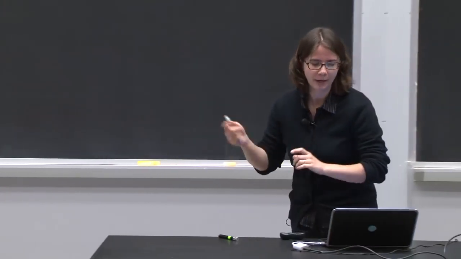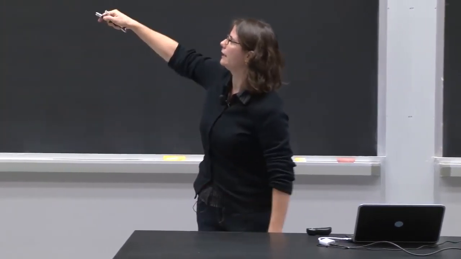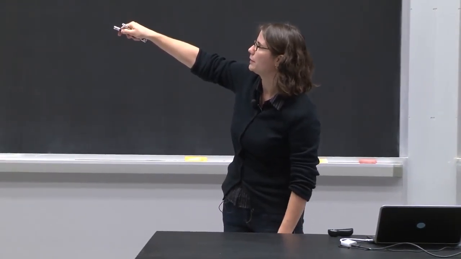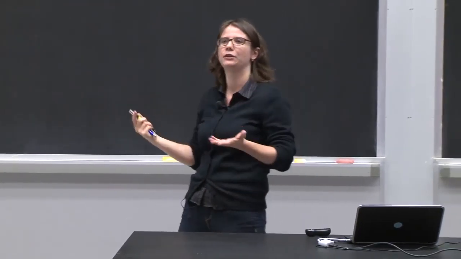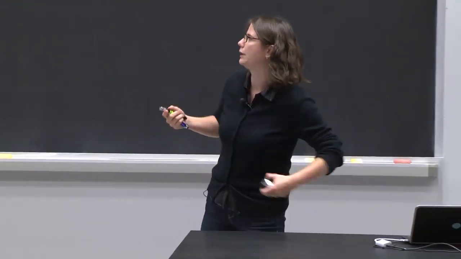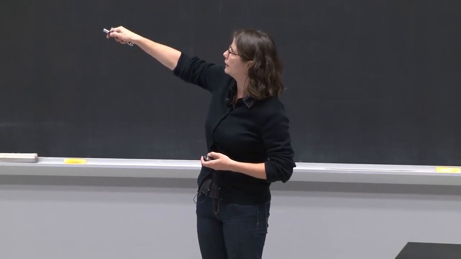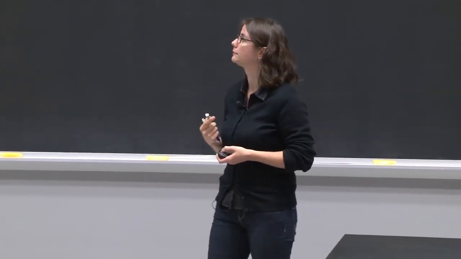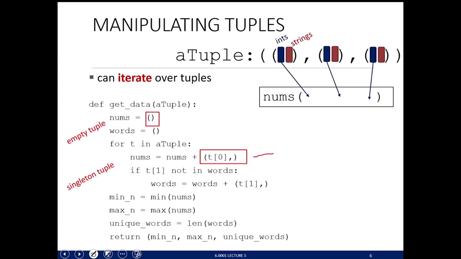This element being t at position 0. So you have to sort of wrap your mind around how this is working. If t is going to be this tuple element right here, then t at position 0 is going to be this blue bar here. So it represents the integer portion of the tuple. Okay? So as we're going through the loop, this nums is going to get populated with all of the integers from every one of my tuple inside tuple objects. So that's basically what this line here is doing.